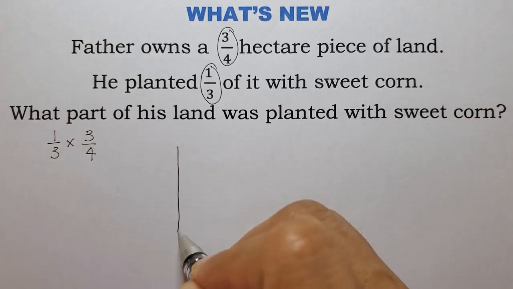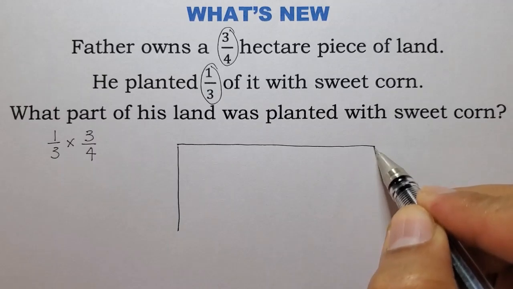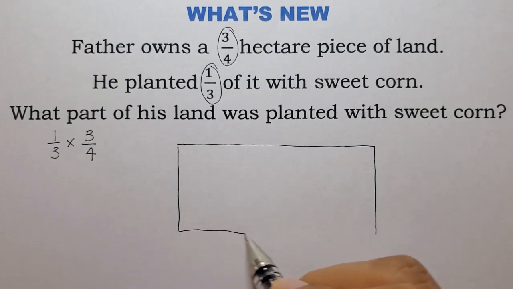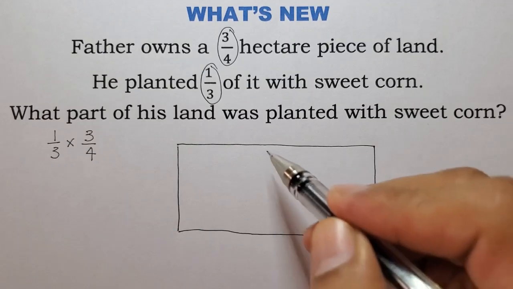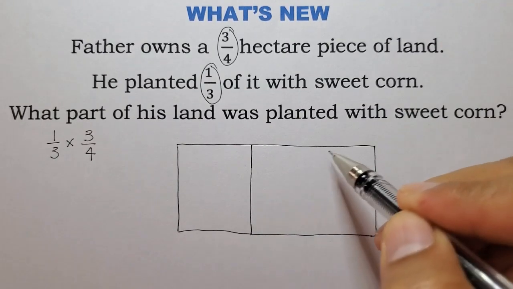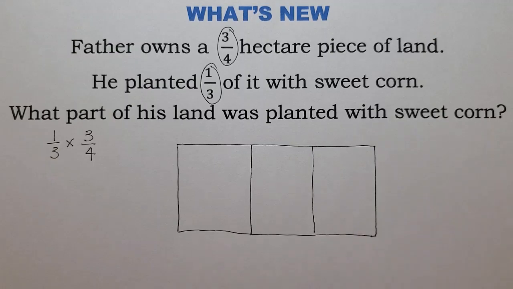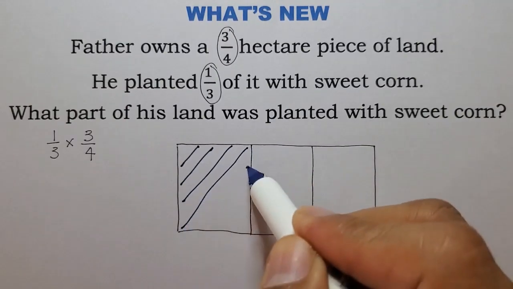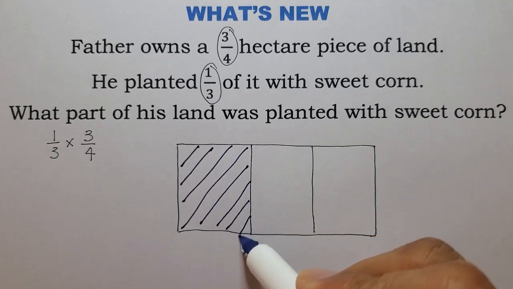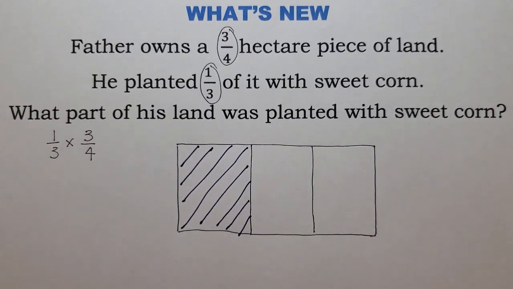For example, this is the piece of land that the father owned. The next thing that you have to do is illustrate 1/3. In order for us to show 1/3, what we shall do is divide this land into 3 equal parts, and of course, we will just shade one part of it. This portion or this shaded portion with blue lines is what we call 1/3. That's 1 out of 3 equal parts.